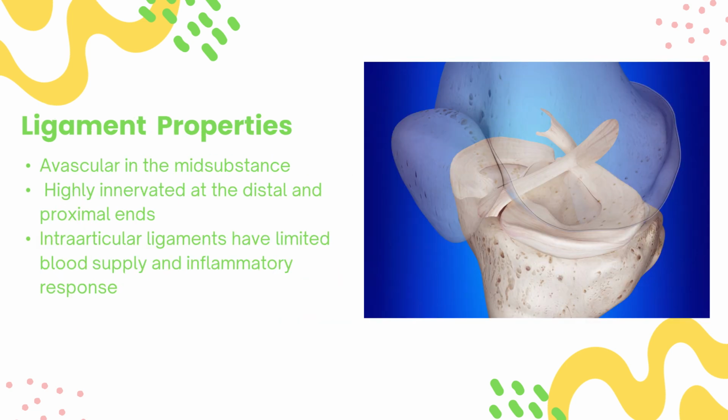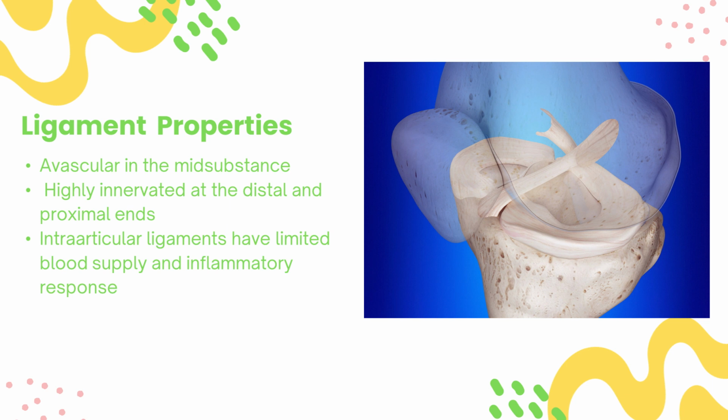Similar to tendons, ligaments do not have a lot of blood supply, if any, in the mid-substance, so that middle portion of the ligament. Differing from tendons, though, the ligaments have a lot of blood supply at the distal and proximal ends of the ligament. This is true with the exception of the intra-articular ligaments because they are within the joint, and again, that joint gets nutrients through synovial fluid, not blood supply.